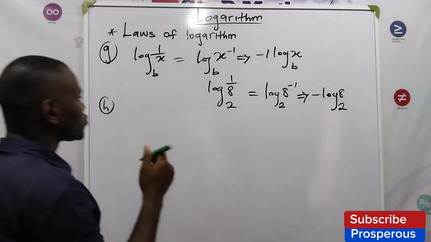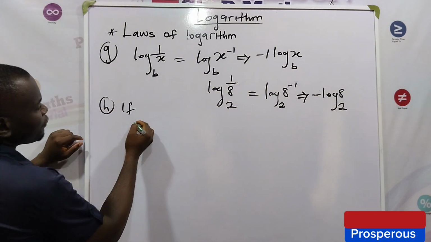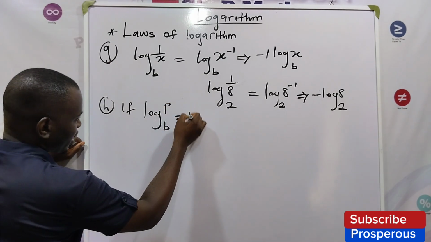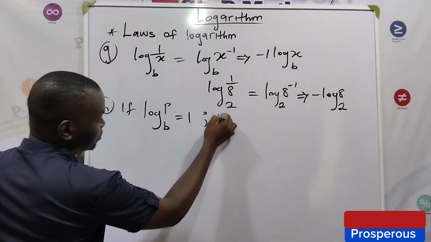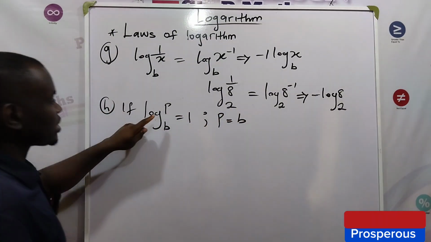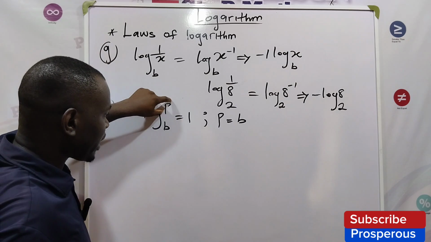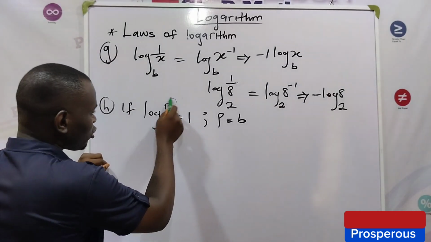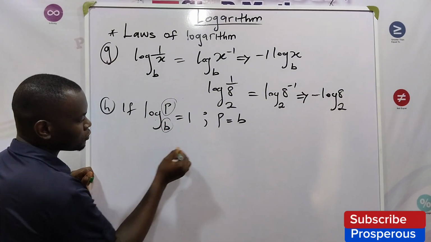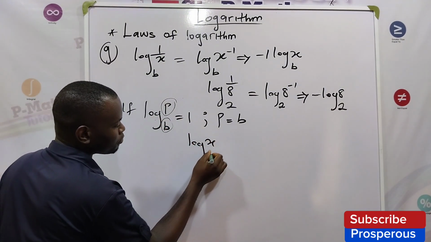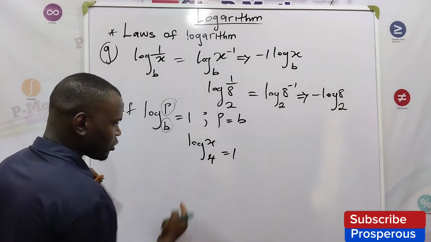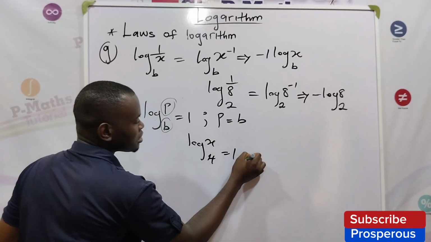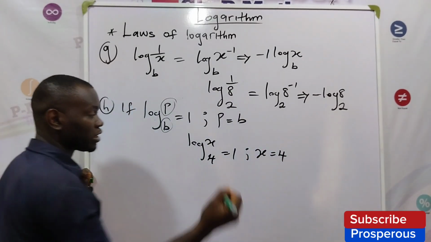Now H. The next law we want to consider is if you have logarithm of p to base b equal to 1, the implication is that p is equal to b. Anytime you have a logarithm of a number to a certain base equal to 1, then you can equate the log term and the base. An example of that: I have logarithm of x base 4 equals 1. Anytime you have a logarithm of any term to a certain base equal to 1, simply equate x to 4. That's all.